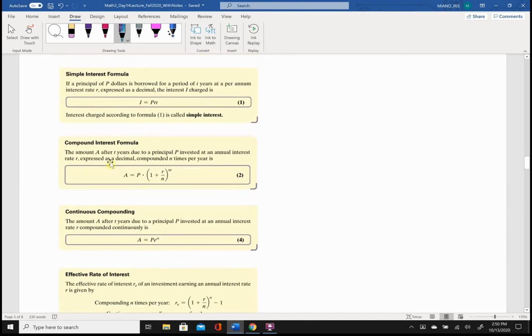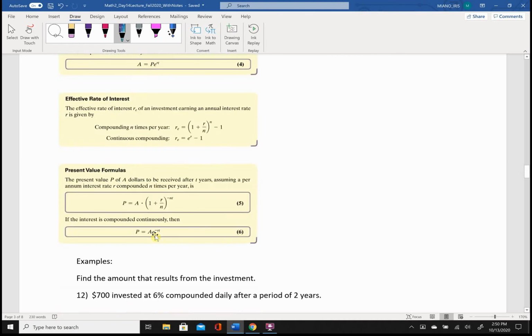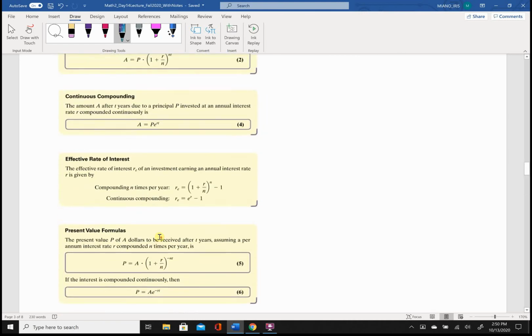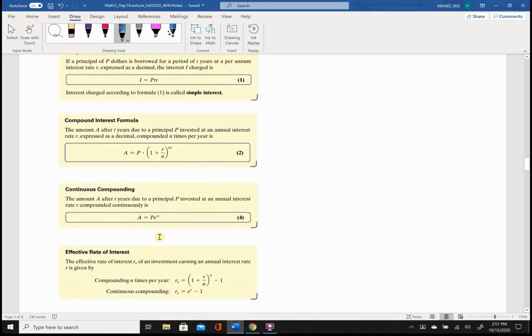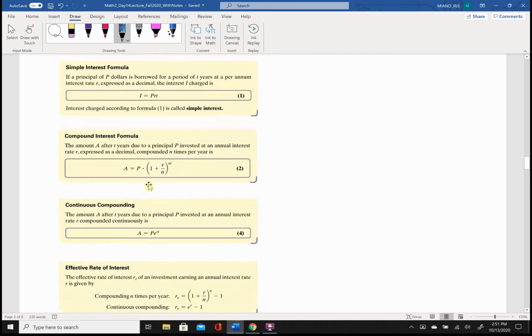Whereas these interest formulas, the compounding interest and the continuous compounding interest, are very much related there. You'll see that they have the same basic structure except for negative exponents. These are what you want to use if you know how much you're going to invest and you want to see how much money you should expect to get out of that investment depending on how you compound.